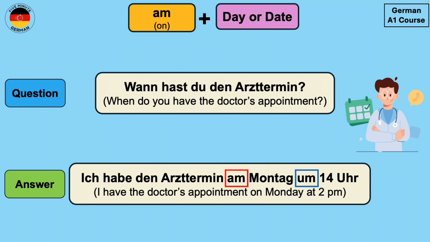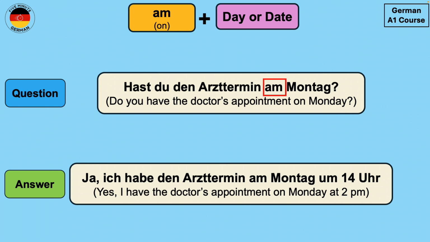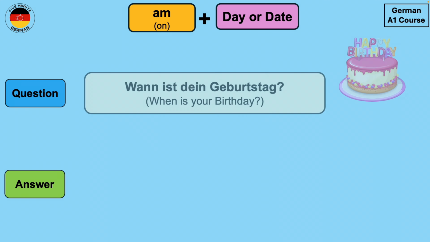You can also use "am" in the question. So you can say, "Hast du den Arzttermin am Montag?" Do you have the doctor's appointment on Monday? And since this is a Ja-Nein-Frage, you can answer this by saying, "Ja, ich habe den Arzttermin am Montag 14 Uhr."